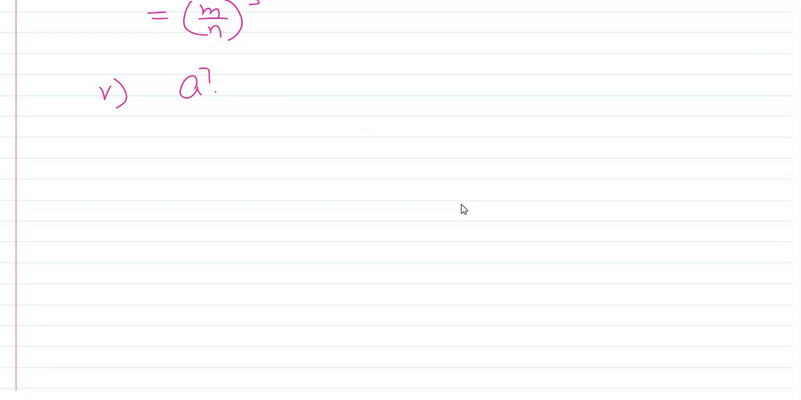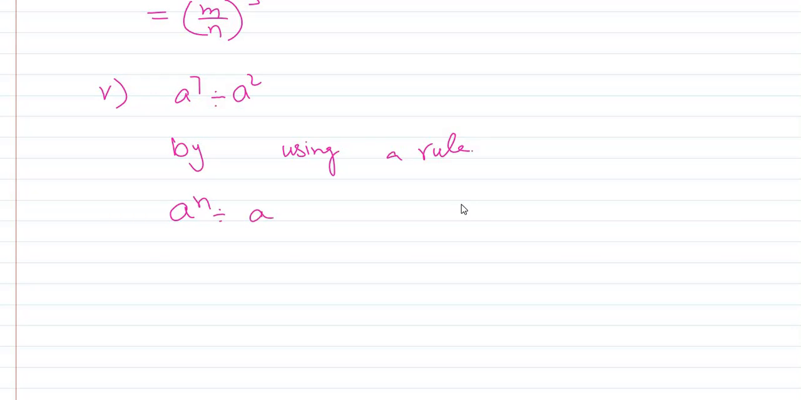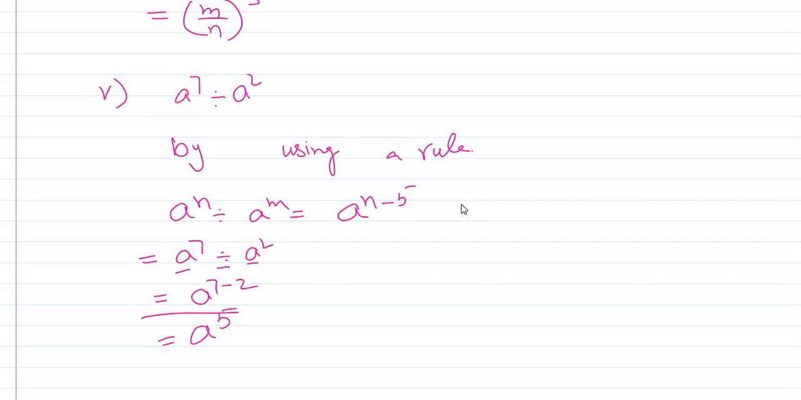So here a raised to power 7 divided by a raised to power 2. Here I am writing those lines that you have to write, by using a rule. That rule is a raised to power n divided by a raised to power m. Answer will be a raised to power n minus m. When bases are the same and dividing, powers will be subtracted. Here we get a raised to power 5. This is the answer. I hope you understand this.